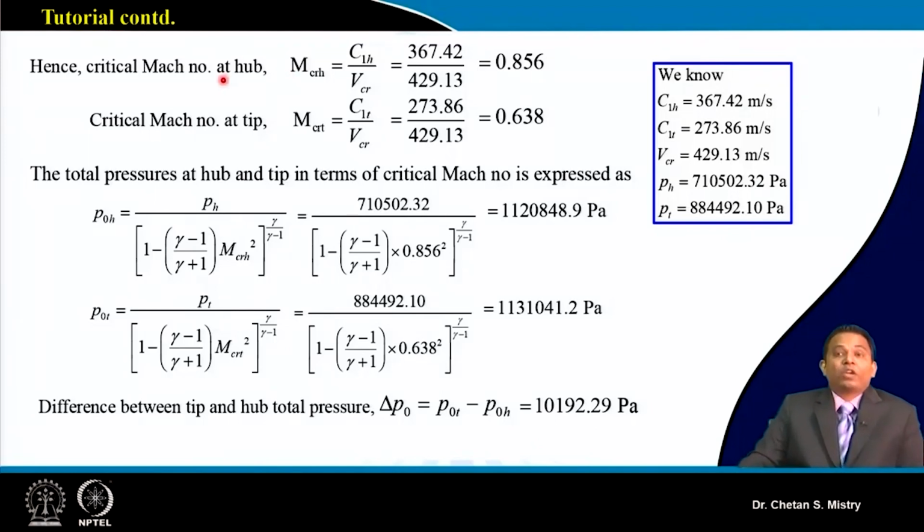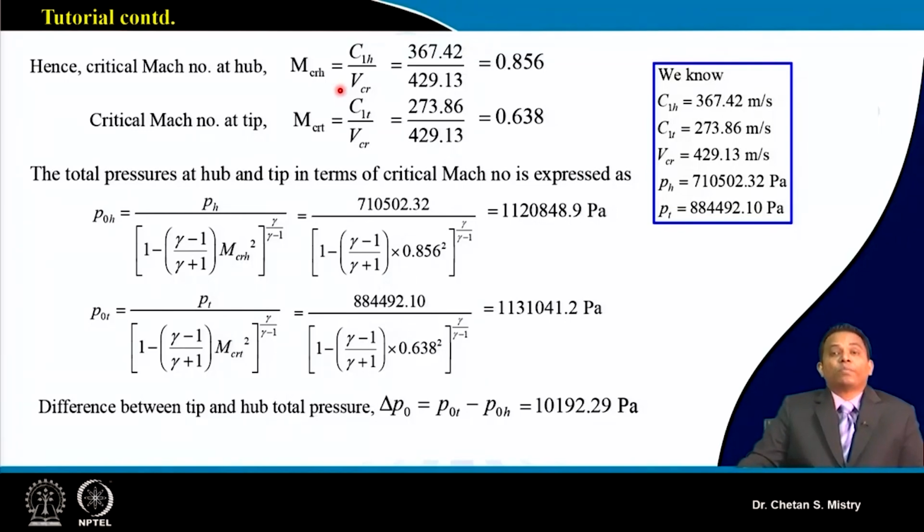So now for calculation of our critical Mach number at the hub, we can write C1 by VCR. Same way for the tip, we can write C1 by VCR. Since my absolute velocities are known to me, I can calculate my critical Mach number at the hub and at the tip, and that comes to 0.856 and 0.638.